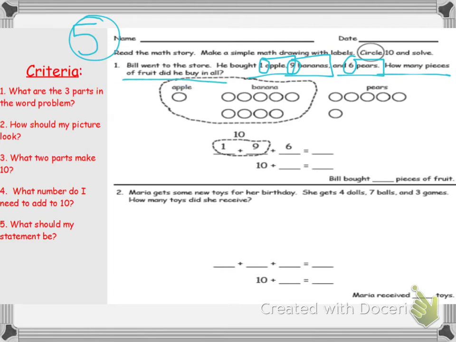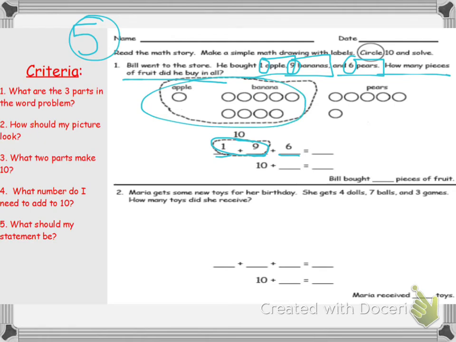All right, what are the 3 parts in the word problem? Right, 1, 9, and 6. Oh, well, look how sweet. They already wrote that in our number sentence for us. Well, how should my picture look? Well, we're going to have to draw 1, 9, and 6. Oh, but look how nice they already did that for us as well. So now, what are my 2 parts that make 10? Well, we know that 1 and 9 make 10. They already circled 1 and 9 in our number sentence and in our picture.